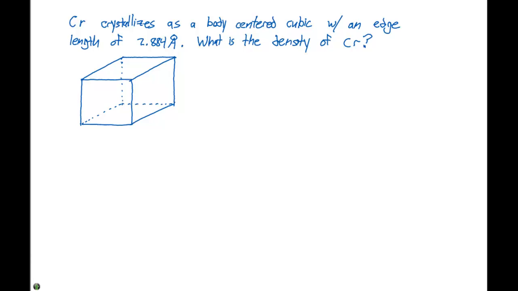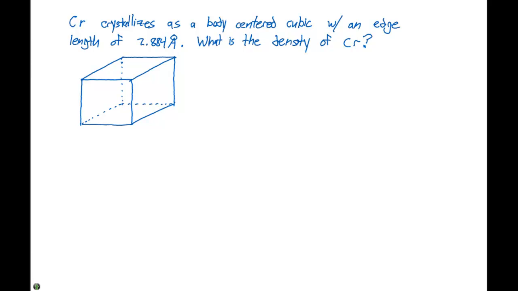Now that we know the unit cells and the metallic structures, we can use these to calculate things such as density. So chromium crystallizes as a body-centered cubic with an edge length of 2.884 angstroms. What is the density of chromium? So if we look at this, I've drawn a template here of the unit cell.